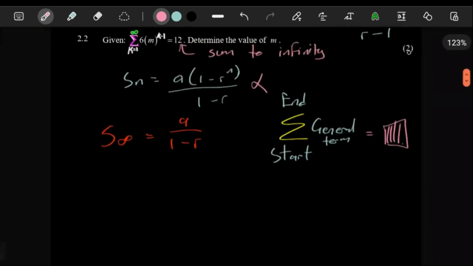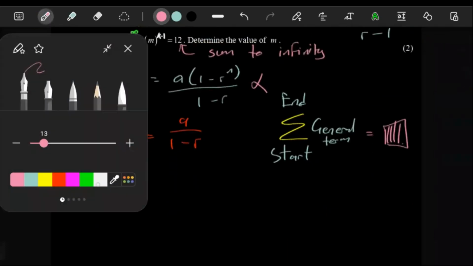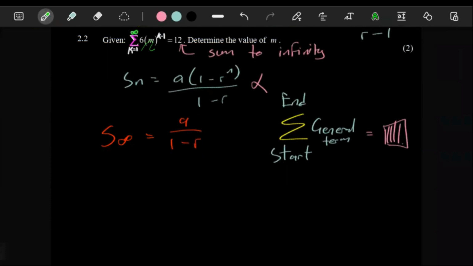So without overthinking it, you see, it's just a 2-mark question. They've given you a general term there. They've given you the sum to infinity, and they want you to find m. So if you're going to find m, the one thing you obviously want to think to yourself is, okay, fine, in this equation you have something to put here. So you obviously need to have something to put there and there.